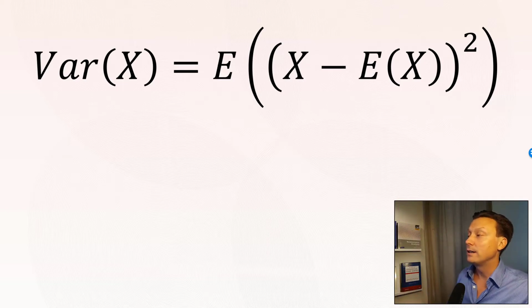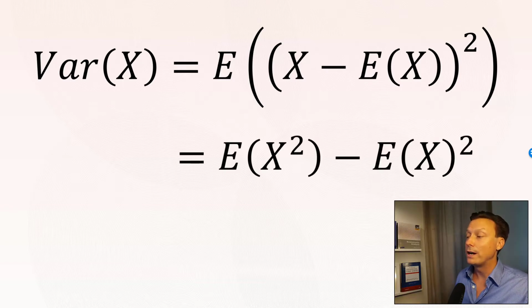Luckily, we can rewrite this expression. If you just open up the parentheses and rewrite it, we can rewrite this as the expectation of the random variable to the power of 2, and note that the power of 2 is inside the expectation operator, minus the expected value to the power of 2. And notice here in the second expression, the power of 2 is outside the expectation operator.